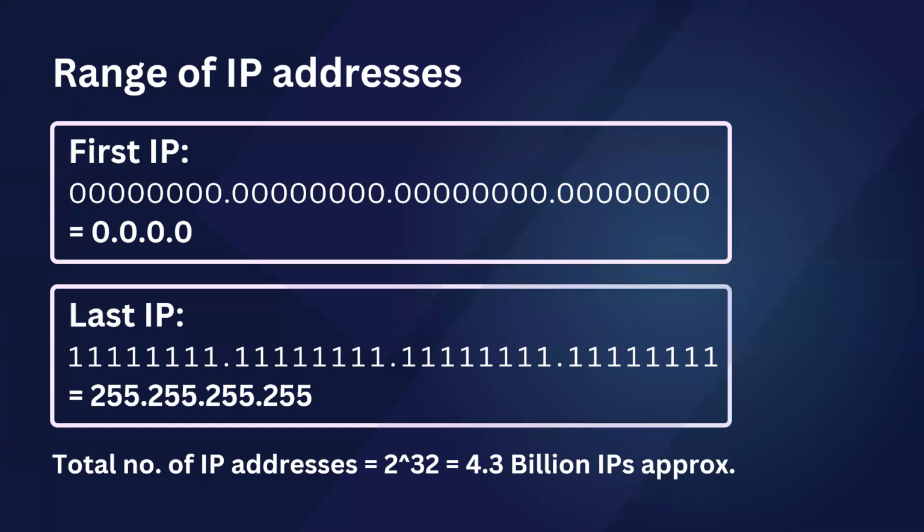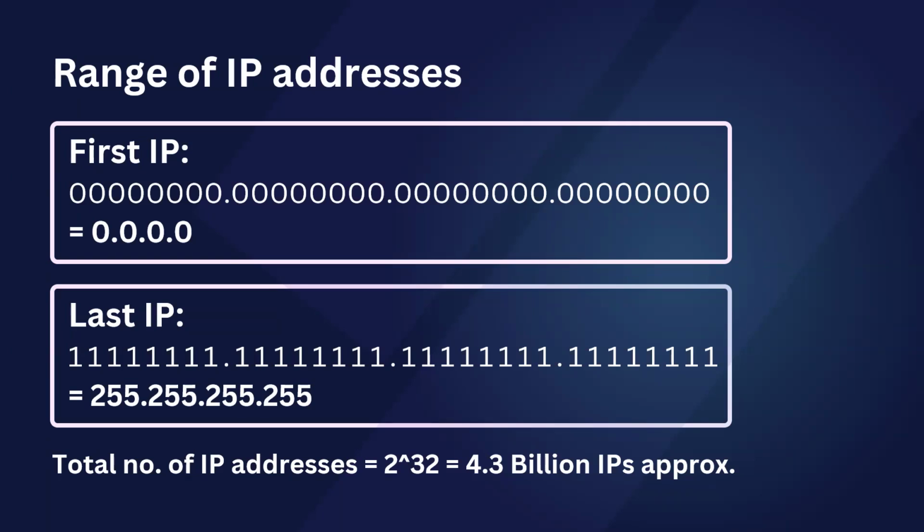Okay, so they came up with two solutions: reusability of IPs and a much better version of IP addresses called IPv6. When I talk about reusability, they divided these 4.3 billion IPs into various categories, something called public and private IPs and something called classes. We'll talk about all that in the next session, but today let's talk about the sequence of IPs.